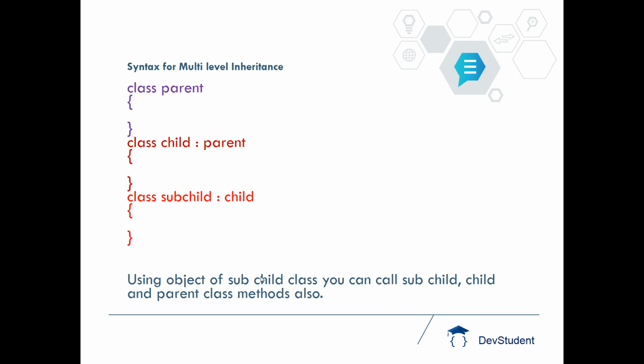Here is the syntax for multi-level inheritance. I have three classes. First is class parent, second one is class child, third one is class subchild. Subchild is inheriting from a class called child. Child is inheriting from a class called parent. If this type of inheritance happens, this is called multi-level inheritance. Using an object of the subchild class, you can call subchild methods, child methods and also parent class methods.